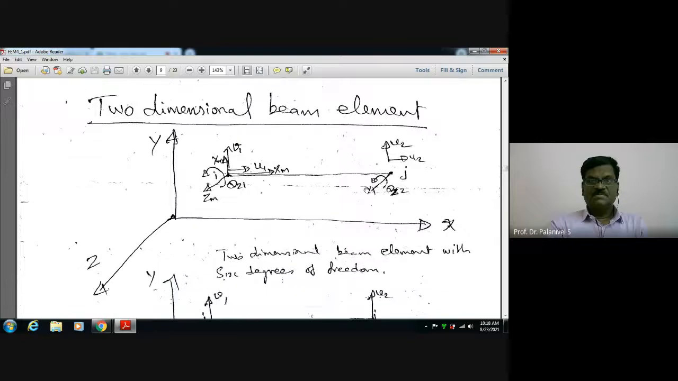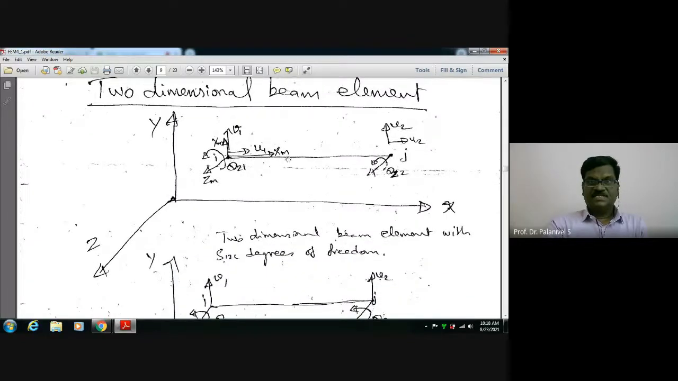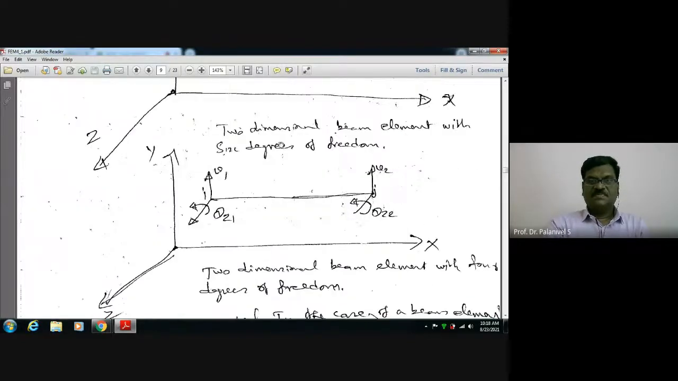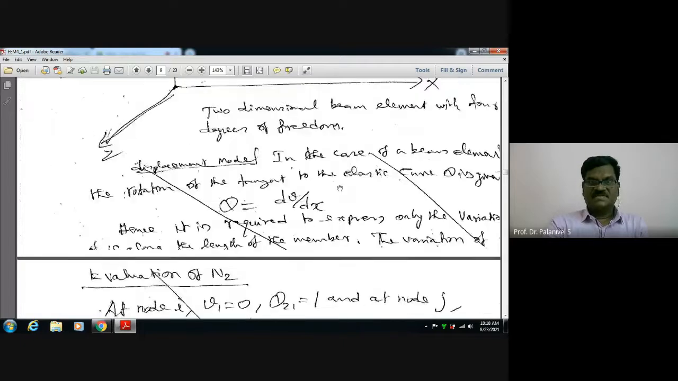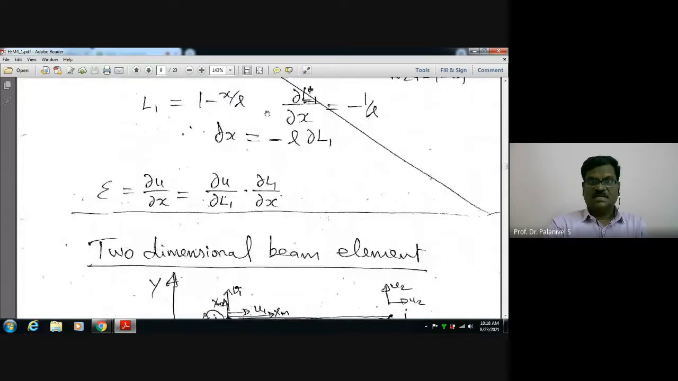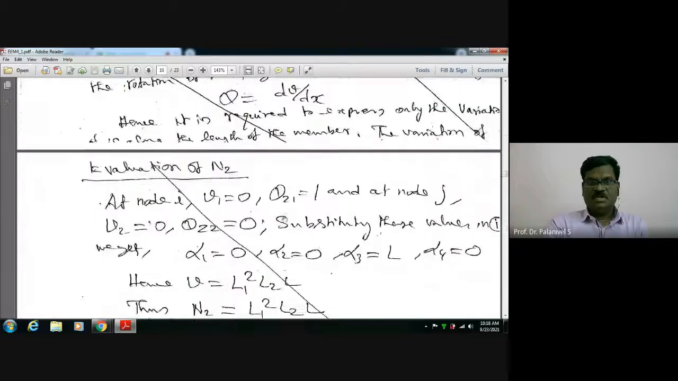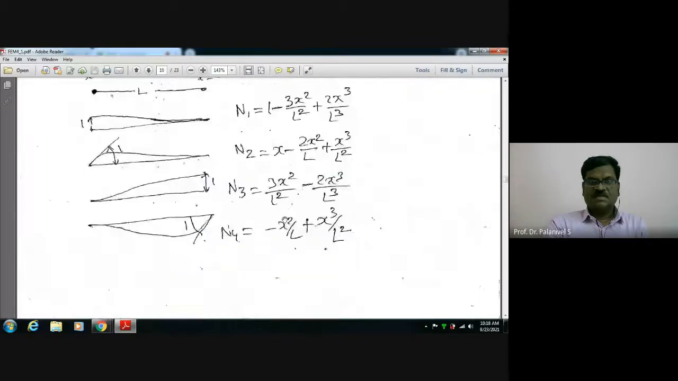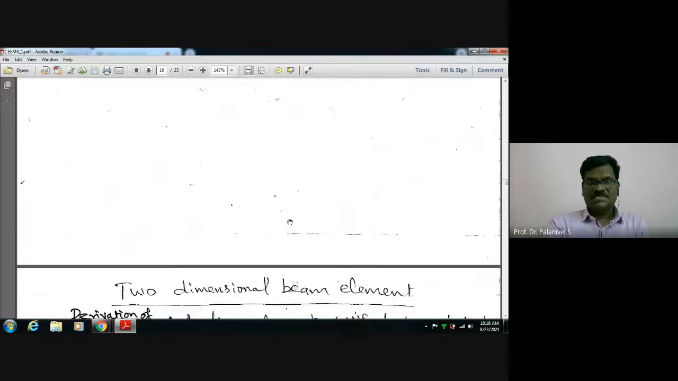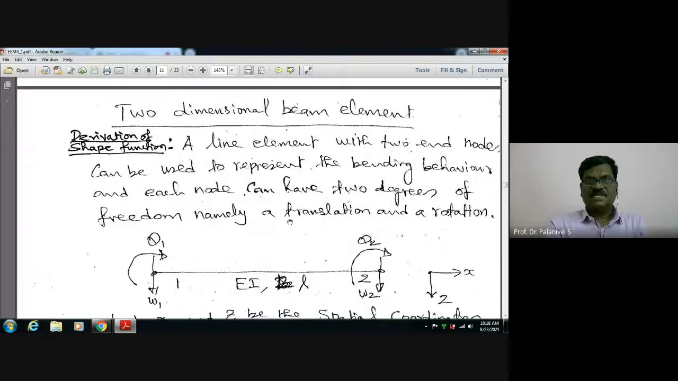Two-dimensional beam element. There is a beam element. Okay, this, skip. Don't refer to these sketches. I struck them out already. Don't refer to it. I have started freshly here. It's not necessary. I have started freshly. Okay, it's here.